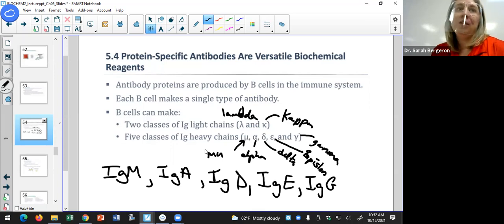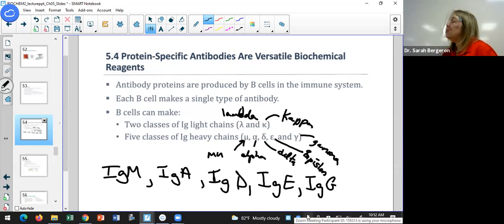What's the constant region of the heavy chain? And there are 5 different ones. So this is mu, this is alpha, this one's delta, this one's epsilon, this one's gamma. Okay. So that's kind of something you never know you really needed to know. Immunoglobulin, and then it names the heavy chain.